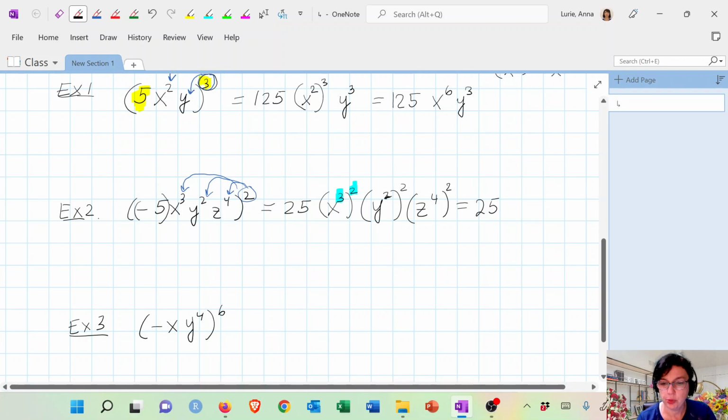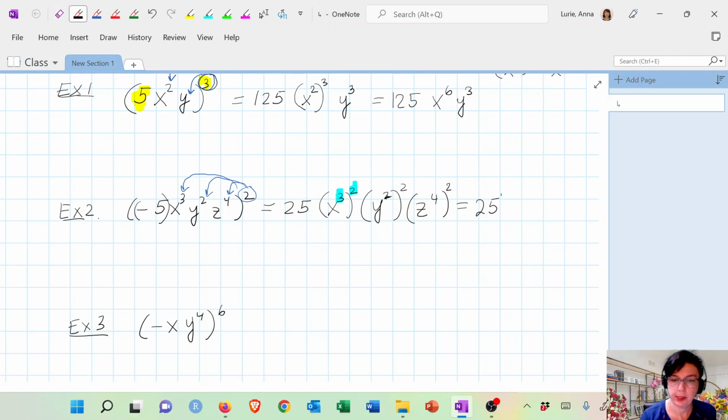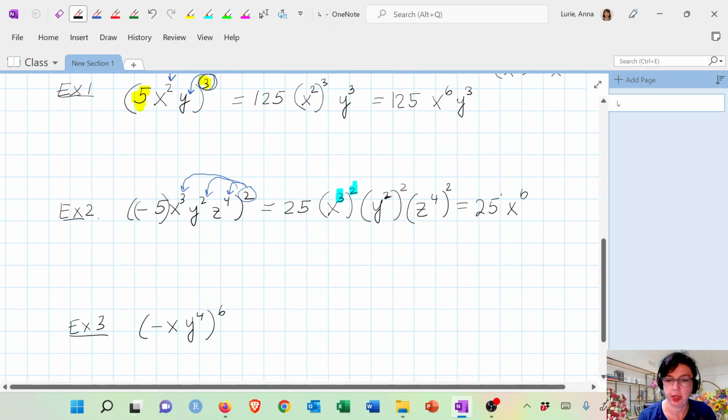So 3 times 2, that's 6. Oops, I'm sorry. That's not supposed to be 6 on the 25. It's supposed to be x to the power 6. Okay, what will happen with y? Y is supposed to be 2 times 2, that's 4. And then z will be to the power 4 times 2, that's 8. Okay, so that's the final answer here.